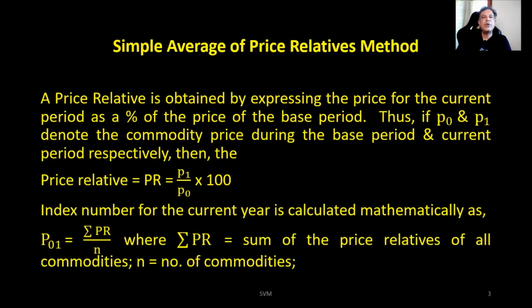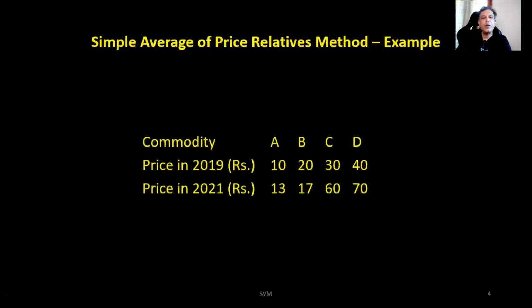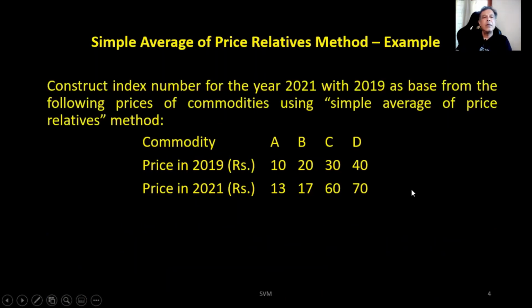Again, to understand this, we'll go with an example. The commodities are A, B, C, D. Prices for the base year are given as 10, 20, 30, and 40, and prices for the current year are given as 13, 17, 60, and 70. We need to construct the index number for the year 2021, which is your current year, with 2019 as the base year for this particular data.